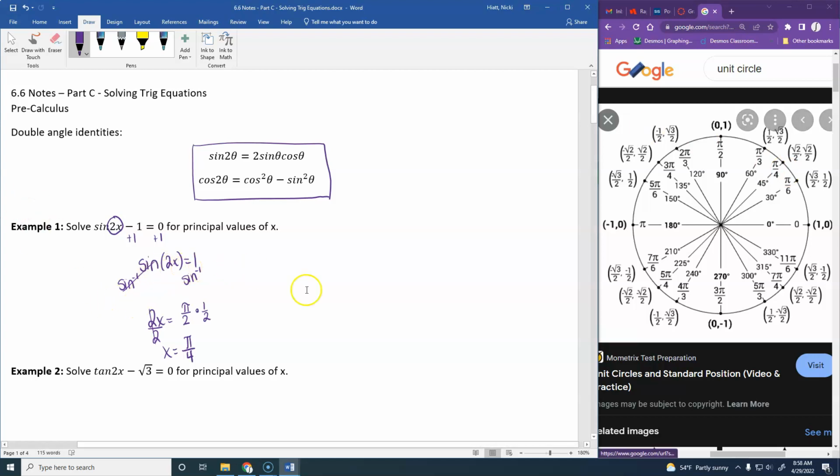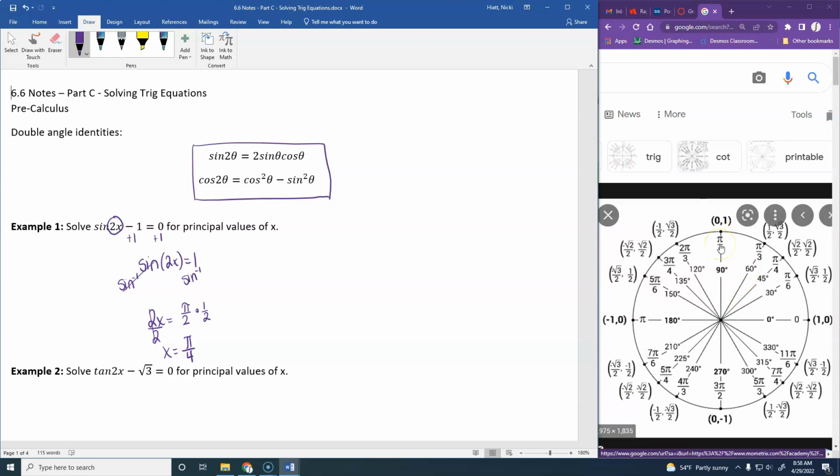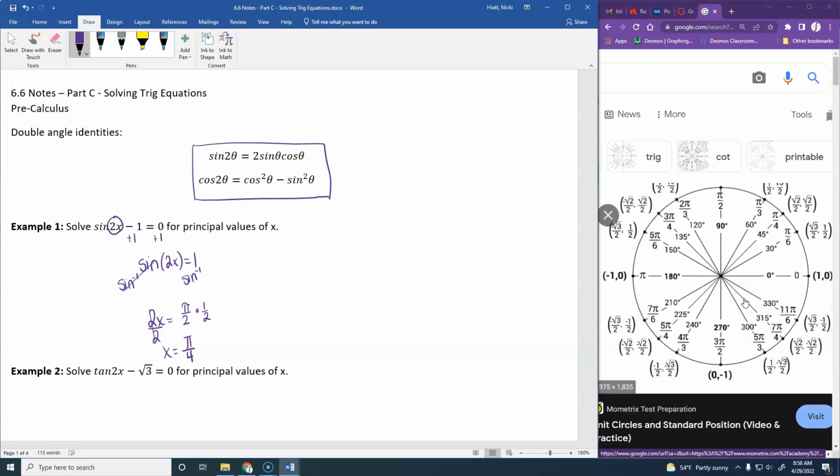Does sine equal 1 anywhere else on the unit circle? Not on the unit circle itself, right? It would be at 5 pi over 2, or we could add 2 pi again and get 9 pi over 2. But we really only need to look at an area twice as big as we were originally looking at, so we don't have to do that here. So this is going to be the only answer here. I'll show you in a minute where we will get more than one answer.